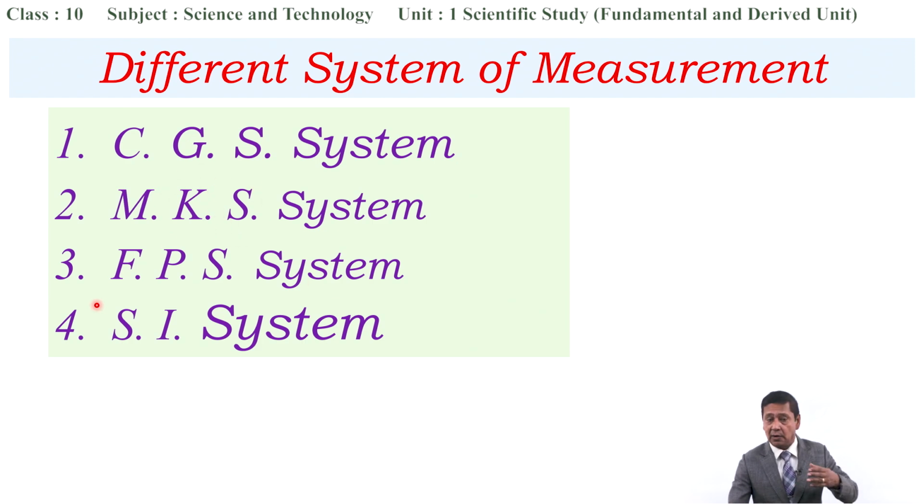In the same way, what is the FPS system? F represents feet, P represents pound, and S represents second. That's why the FPS system means a system of measurement in which length is measured in feet, mass is measured in pound, and time is measured in second.